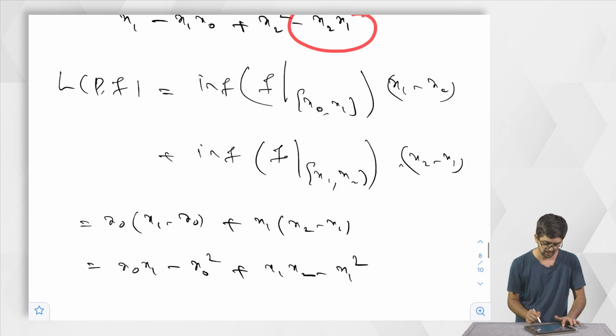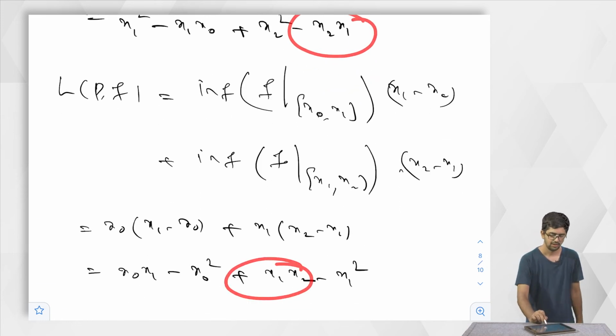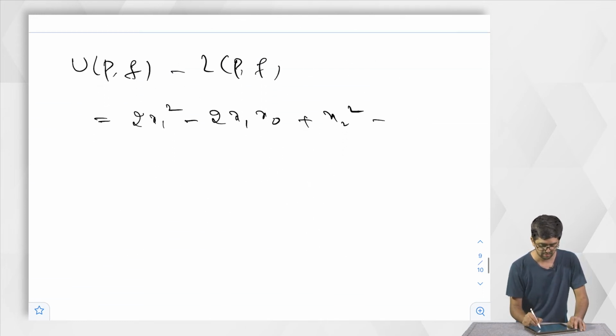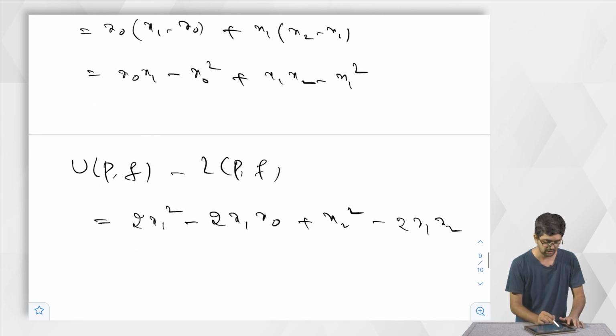There is x1 x2 here. There is x1 x2 here. If I put minus, there will be 2. So I should write down that minus 2 x1 x2. Now what about this part? This we have already used.